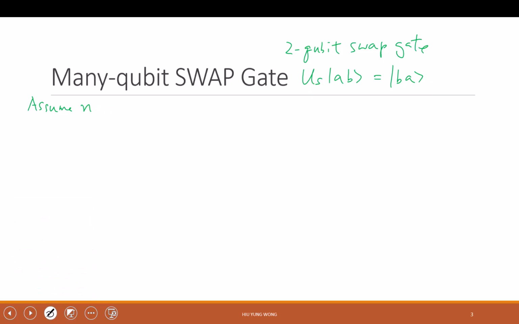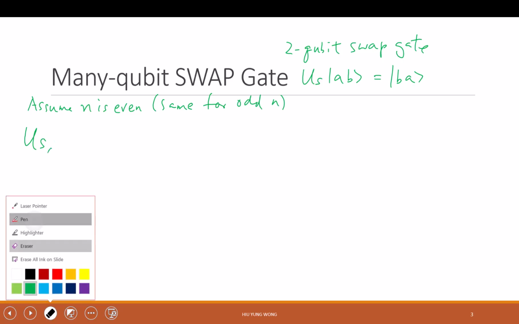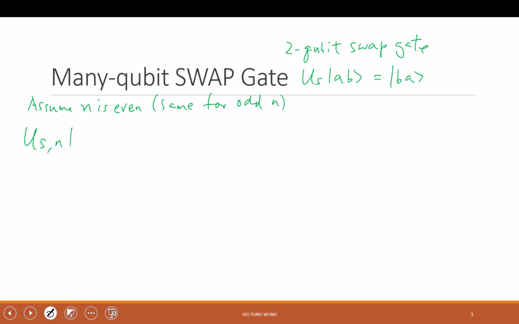I assume I have n qubits and n is even. Same for odd n, right? So I will write it as swap, call it n. It means n qubits, so I apply this to n qubits. I call them x0, x1, all the way to x(n/2 - 1), x(n/2), and then continue to x(n-1). Look at this.